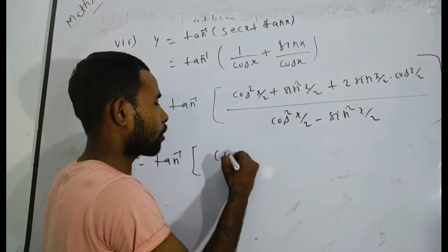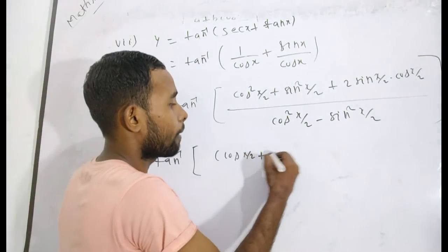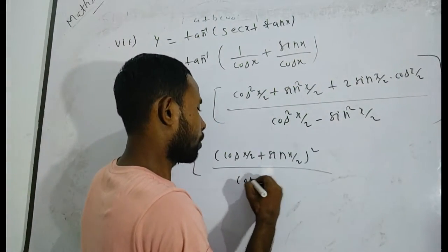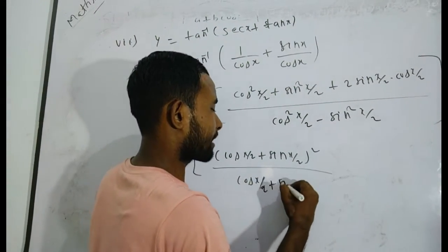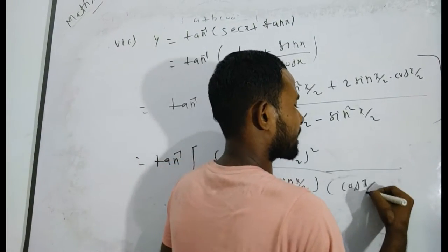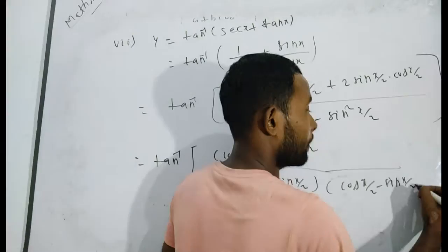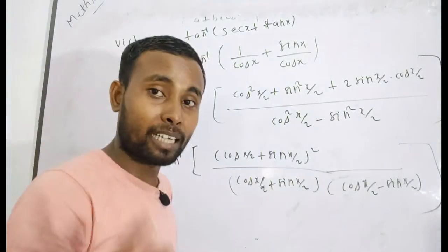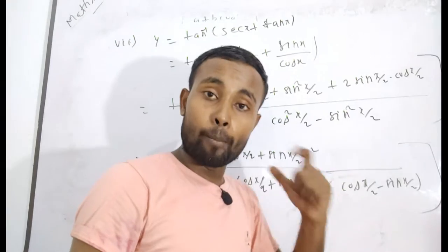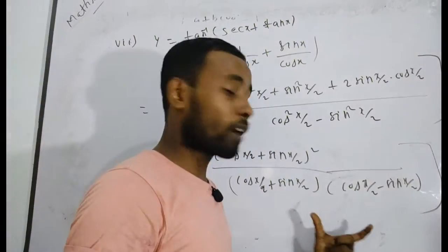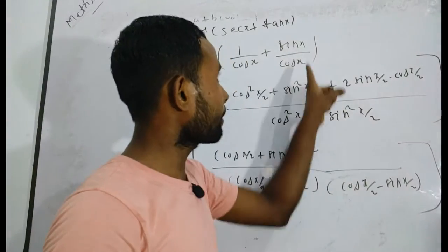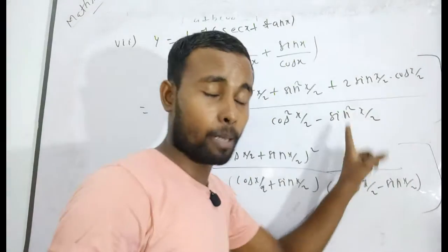In the numerator, you write (cos x by 2 plus sin x by 2) whole square, divided by, in the denominator, (cos x by 2 plus sin x by 2) into (cos x by 2 minus sin x by 2). You will tell me, sir, it is very lengthy. But I always suggest this is not lengthy. When you face a more complicated problem, you can't proceed without using this concept. So I think you will definitely solve these kinds of problems in IIT-JEE.